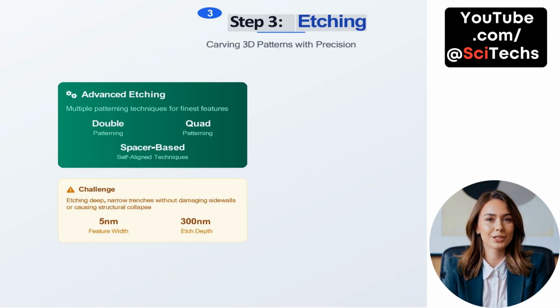One of the greatest challenges in advanced etching is creating deep, narrow trenches, down to just 5 nanometers in width and 300 nanometers in depth. This must be done without damaging the trench sidewalls or triggering structural collapse. Such precision requires optimized plasma conditions and excellent control over profile shaping and etch chemistry.